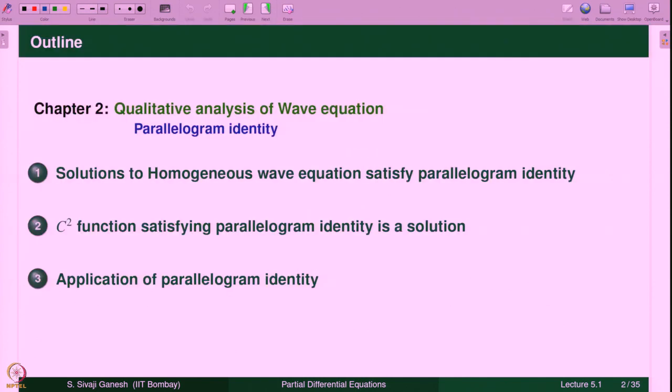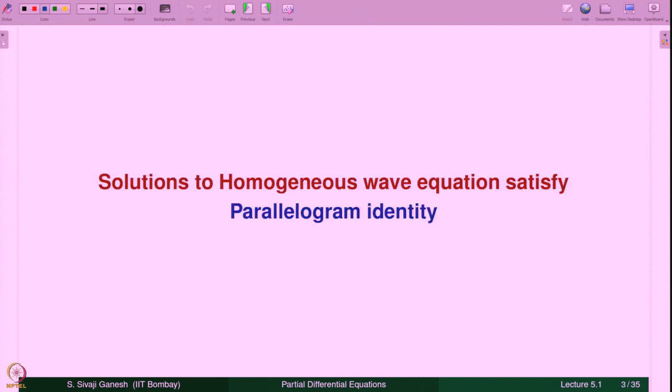The outline for today's lecture is, first we show that solutions to the homogeneous wave equation satisfy the parallelogram identity. Then we show that a C2 function satisfying the parallelogram identity is indeed a solution to the homogeneous wave equation, and we apply the parallelogram identity and solve a few problems. So, solutions to the homogeneous wave equation satisfy the parallelogram identity.